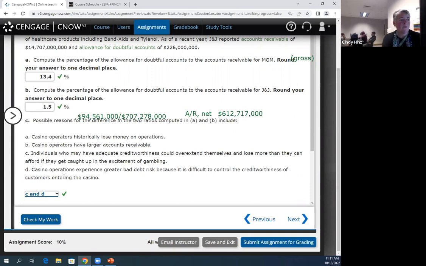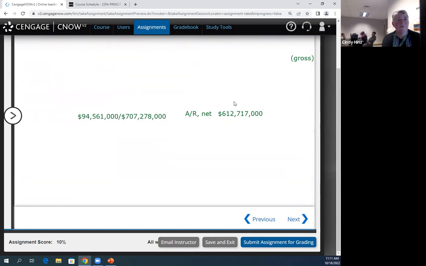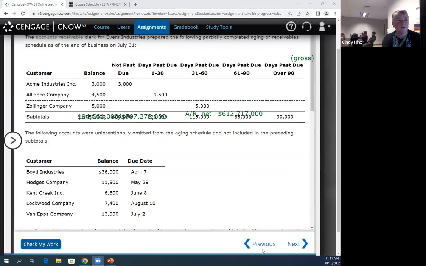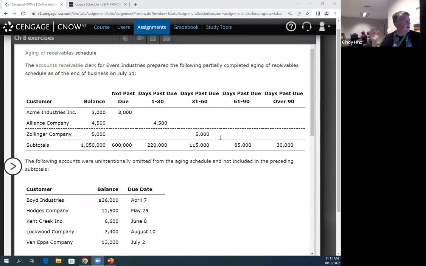So I don't really like the wording of letter D. Of course, it's difficult to control the creditworthiness of customers entering the casino, unless you are banned from the casino because of poor behavior or whatever. Unless you're banned from the casino, it's a public place. People are allowed to just come in, but that doesn't mean that the casinos have to extend them credit. So I don't really like that wording. All right, let's move on then. If there aren't any questions? Any questions?